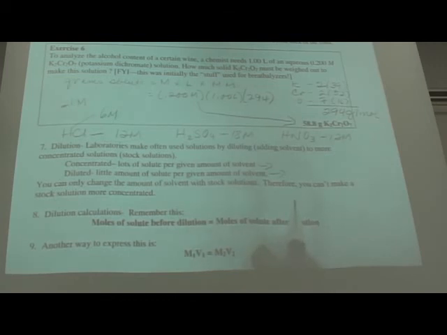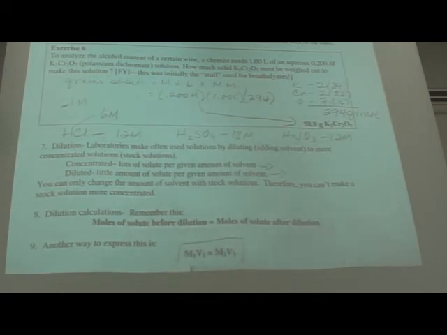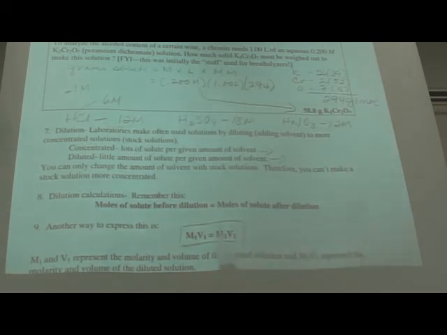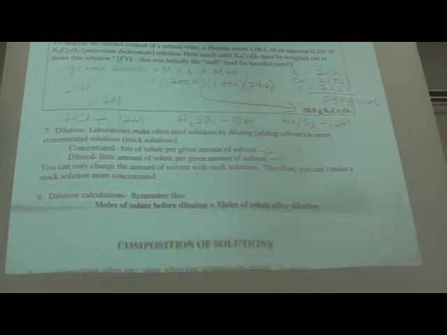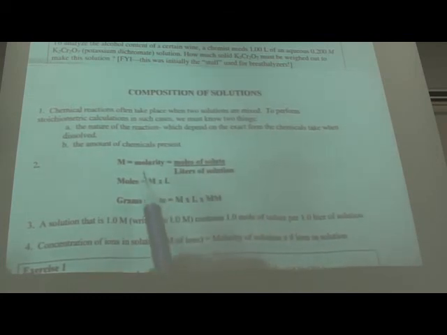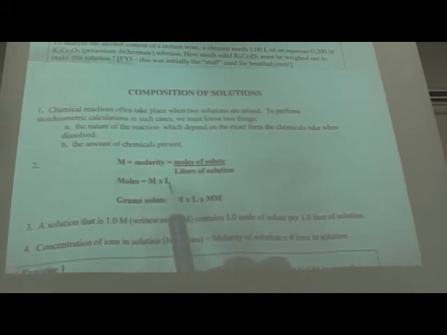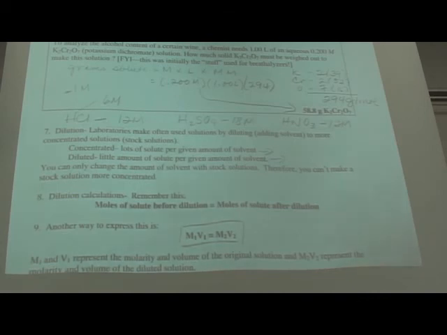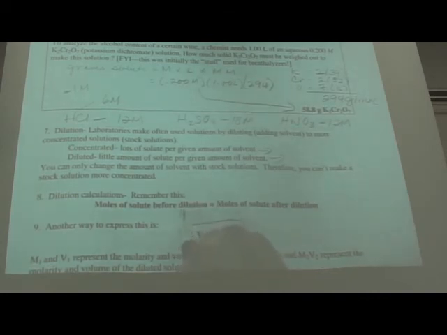Now, this is one of the most important equations a chemist can use. M1V1 equals M2V2. Molarity is moles over liters. Moles is molarity times volume, MV. Okay. So what you're really saying is before and after.